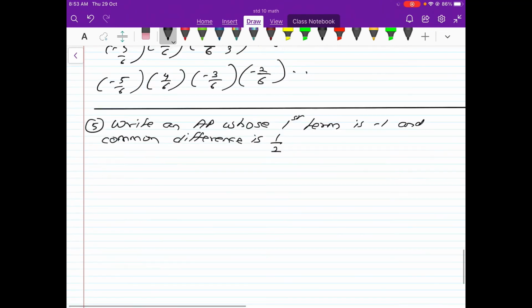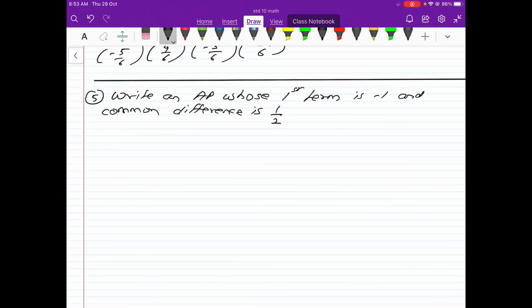So now we'll go for the fifth sum. This is: write an AP whose first term is minus 1 and the common difference is 1 upon 2. So how will we do this? Everything is given to us. We simply have to form the AP. So it is a is equal to minus 1 and d is equal to 1 upon 2.